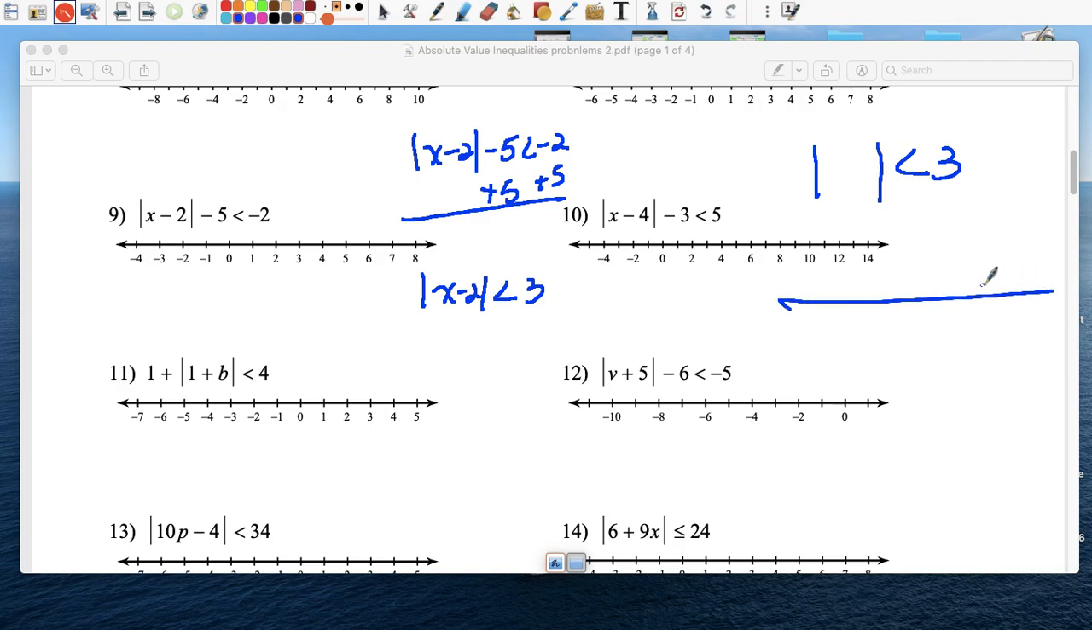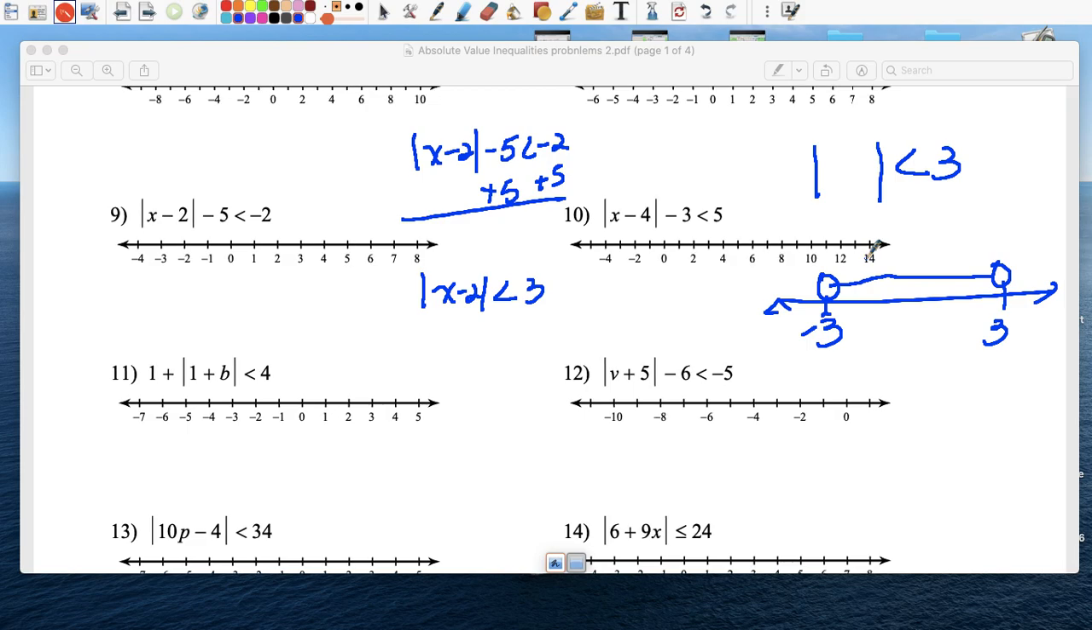Well, let me draw a number line here. If I take the absolute value of 3, will it work? No. What about 2, 1, 0, negative 1, negative 2, negative 3? It doesn't work. But anything between negative 3 and 3, not inclusive, does work. So this, x minus 2, whatever you pick for x, subtract 2, has to equal a number between -3 and 3.